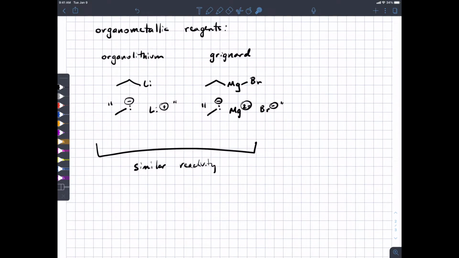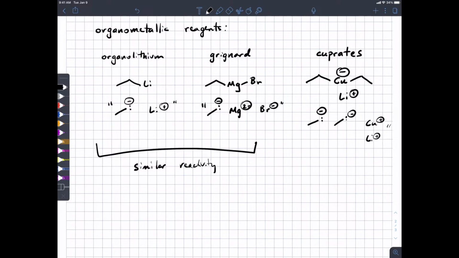The final class of organometallic reagents that we're going to see are called cuprates. This involves copper at the +1 oxidation state bonded to 2 different alkyl groups. There's a negative charge on the copper, and then you generally have lithium as the counterion. But again, we're going to think of this as though it were 2 alkyl groups, a copper and a lithium.